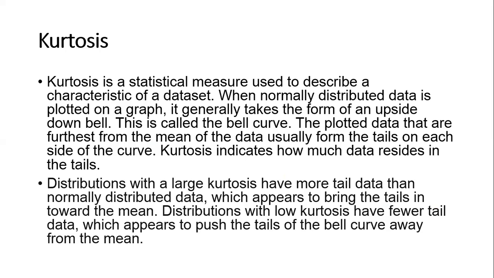Kurtosis is a statistical measure used to describe the characteristics of a data set. When normally distributed data is plotted on a graph, it generally takes the form of an upside-down bell. This is called the bell curve. The plotted data that are farthest from the mean of the data usually form the tail on each side of the curve. Kurtosis indicates how much data resides in the tail.